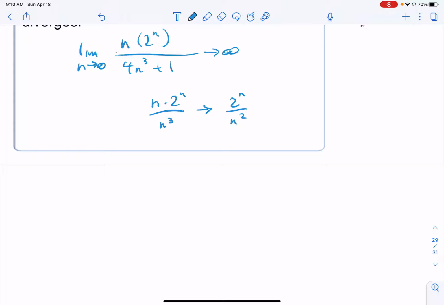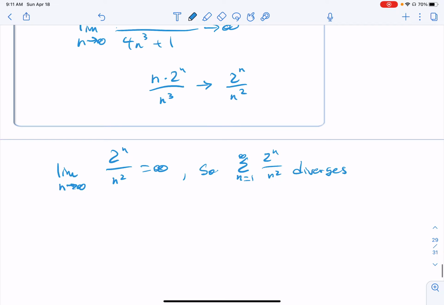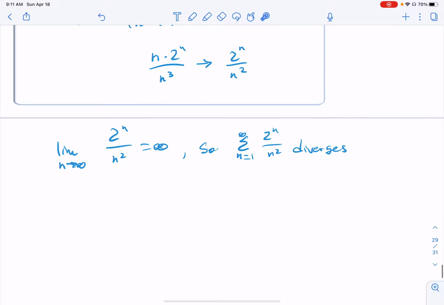I mean, still you have to establish it some kind of way. The limit as n goes to infinity of 2 to the n over n squared, equals infinity. So the sum, n equals 1 to infinity of 2 to the n over n squared diverges. Right? Yeah, okay. Since that's the case, now let's go ahead and take the limit and just show that this thing is some sort of constant multiple of that guy, right?